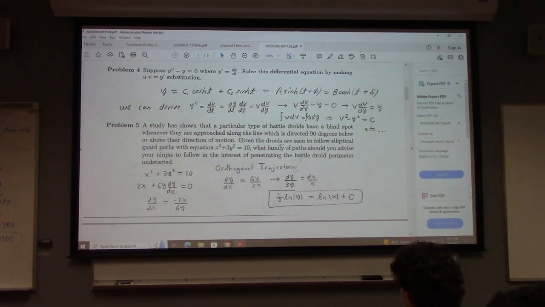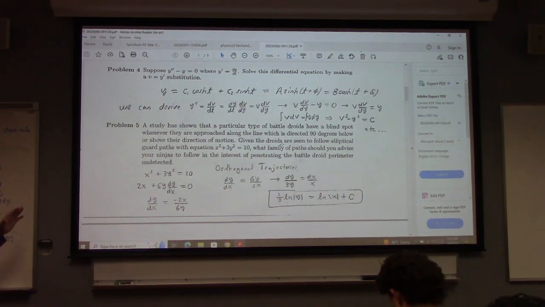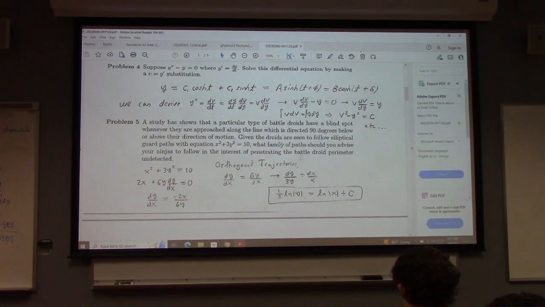I don't know if anybody got this, and that's concerning actually. I mean, granted, you probably were just lost in this paragraph of nonsense, but if I had asked the question instead simply as, given x squared plus 3y squared equals 10, find orthogonal trajectories to this curve, could you do it? If you could, then wonderful. My criticism is not directed at you. If you're still uncertain about that, we'll fix it. It's not a big deal. You could solve this problem.